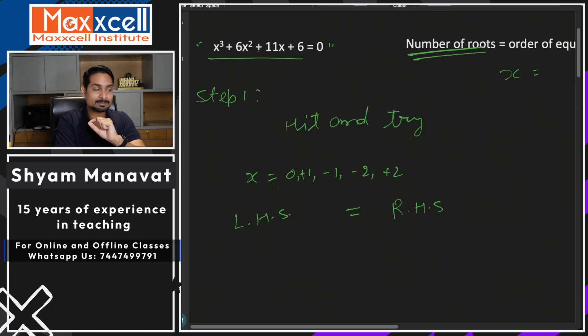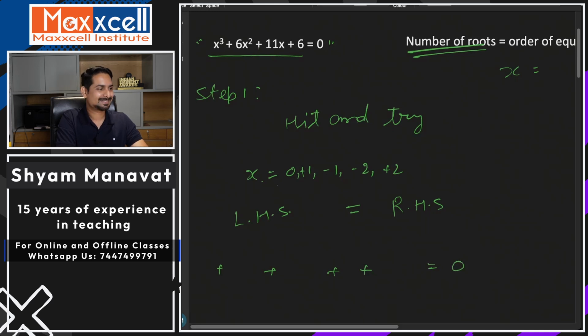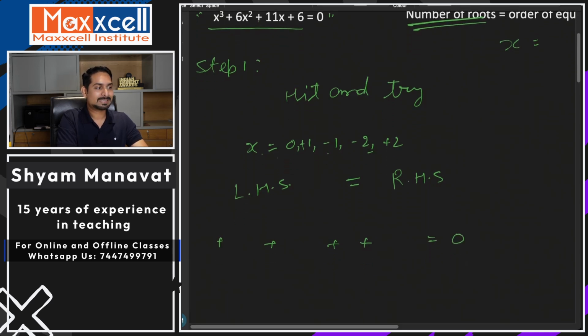Now all the terms in this equation are positive. So we should have a negative value. We should have x equal to some negative value. Why? Because if I have all terms positive, it can never get you 0, which is the right hand side. Correct? So we should try with negative numbers.